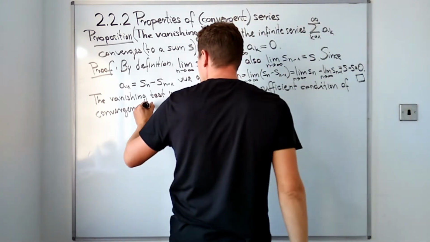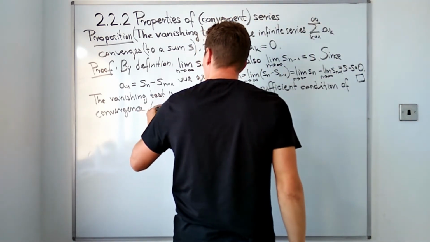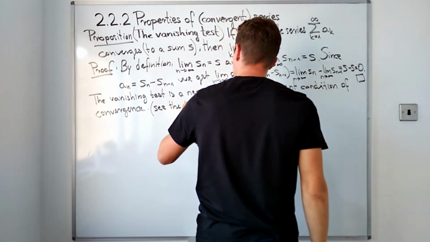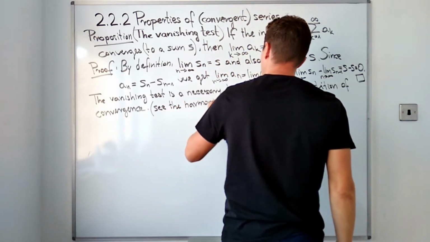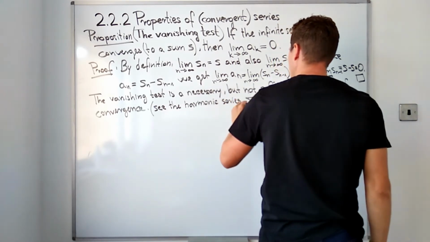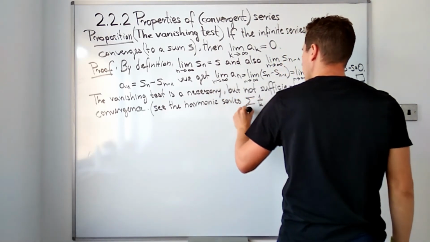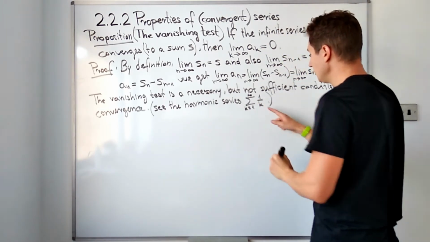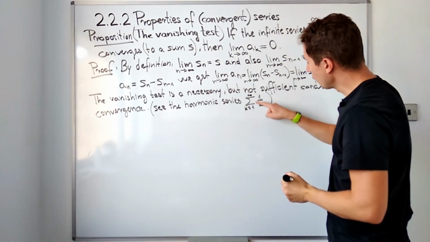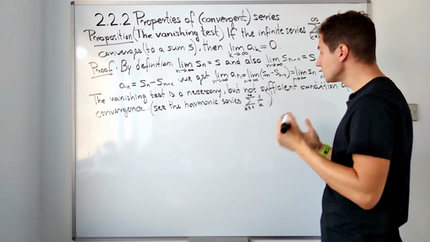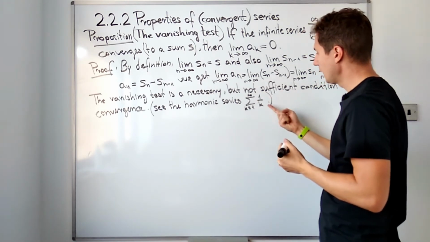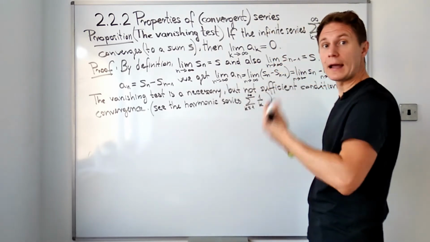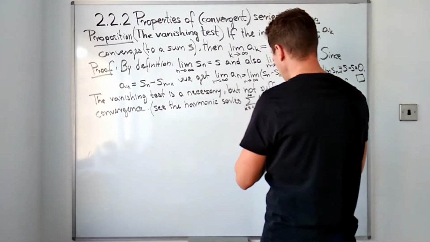A good example is the harmonic series from the last video, the sum of 1 over k, with k going from 1 to infinity. The general terms in this series, 1 over k, go to 0 as k goes to infinity, but this infinite series is divergent. We have proved that in the previous video.